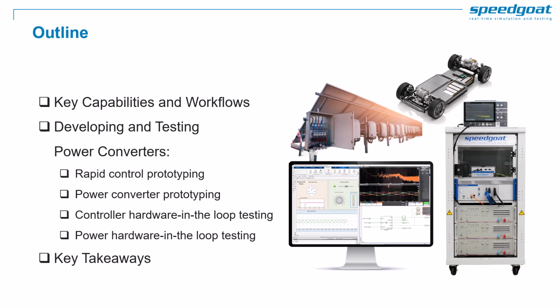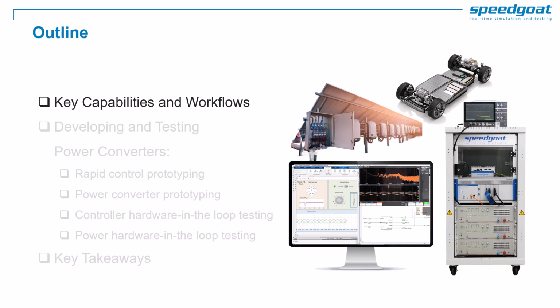First, I'll introduce the solution's key capabilities and workflows. We will then shift the focus toward testing power converters, covering four areas. First, rapid control prototyping, then power converter prototyping, then control hardware-in-the-loop testing, and last but not least, power hardware-in-the-loop testing. For each topic, our experts will present a hands-on demonstration featuring Simulink and Speedgoat test systems.